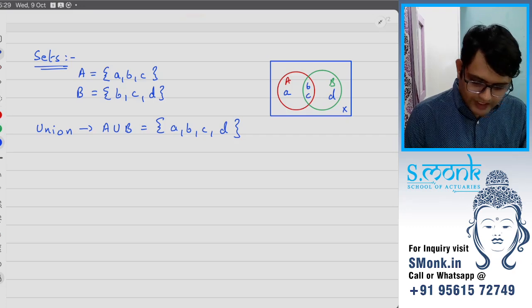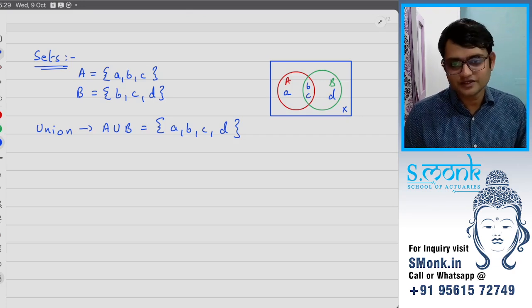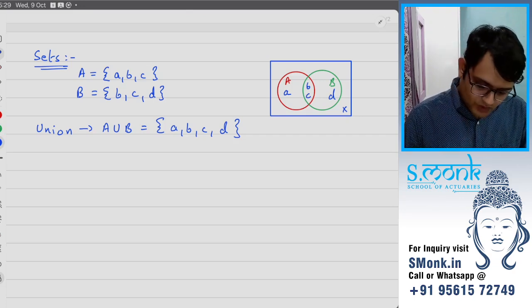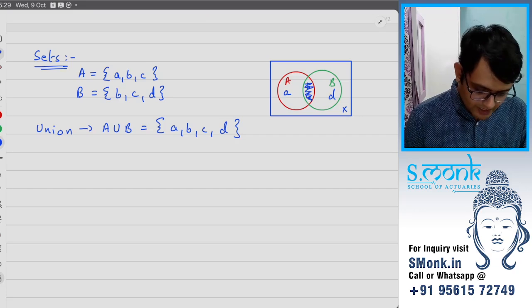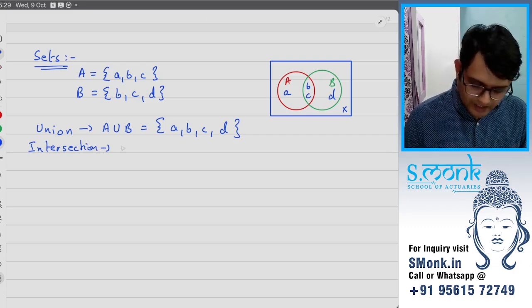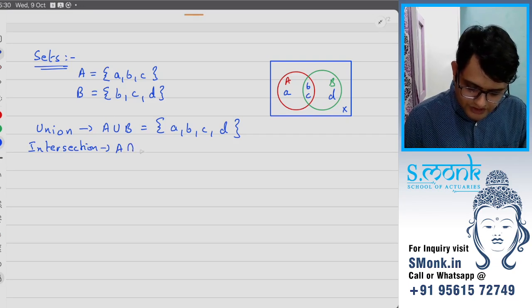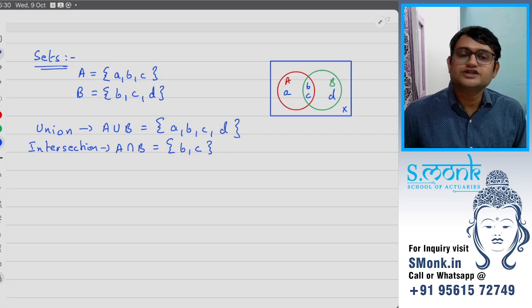Okay, so when we draw a Venn diagram, we say that the area under this circle is going to represent the whole set. Okay, so this region where we have B and C will have something in common between A and B, and we call it intersection. Intersection is nothing but whatever is common between A and B. So I'll say A, this is the symbol for intersection, B. A intersection B will be nothing but B comma C. These are the elements that are going to be inside the intersection of A and B.